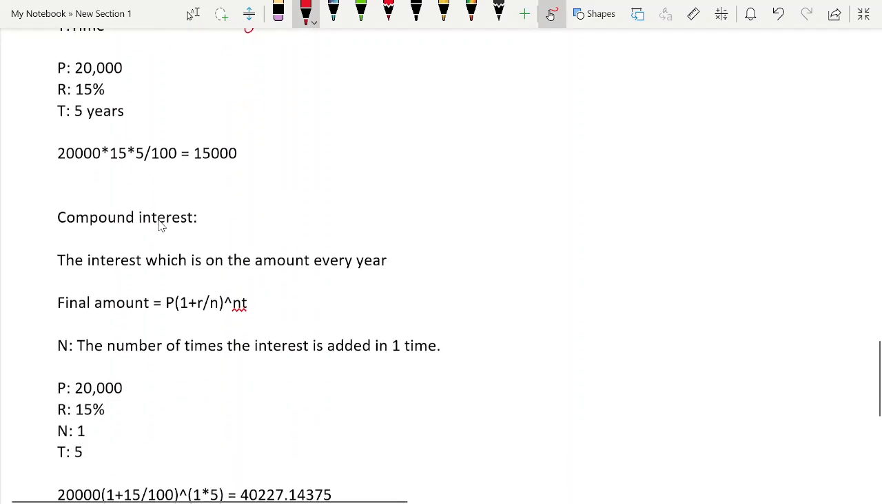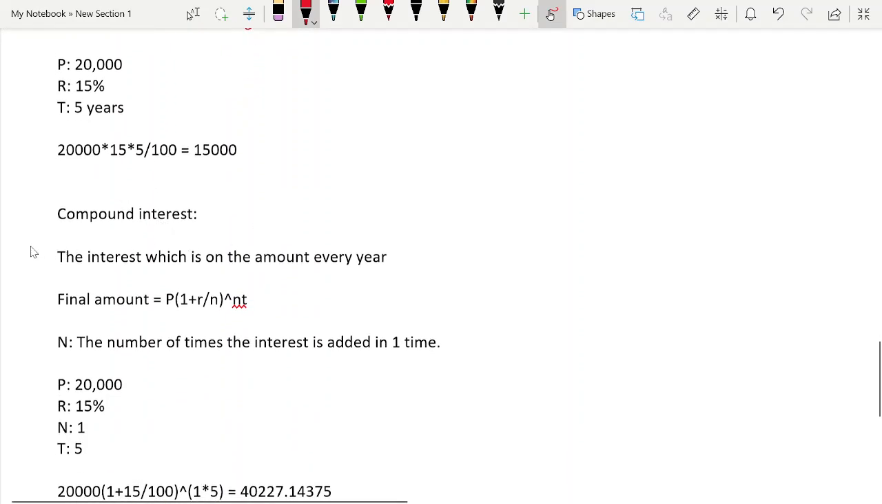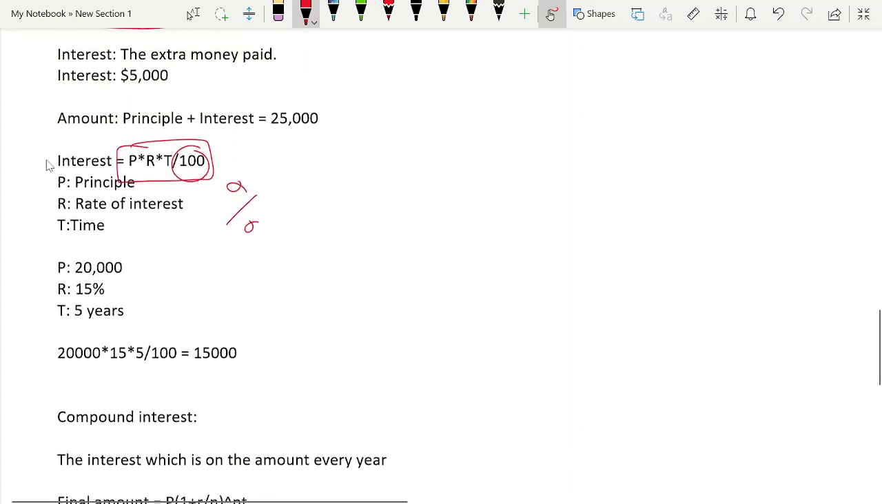Okay, then you have got compound interest. Now this is what I added in, because normally banks sometimes take compound interest. I'm not sure which one they take more, but sometimes people take compound interest. Compound interest means that, you see here, this is simple interest. Simple interest is when you don't apply the interest on the amount.